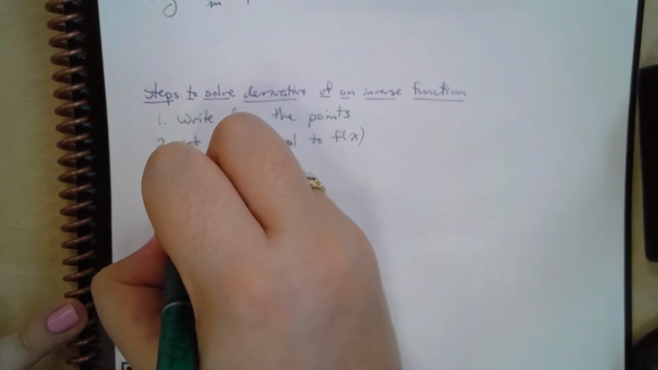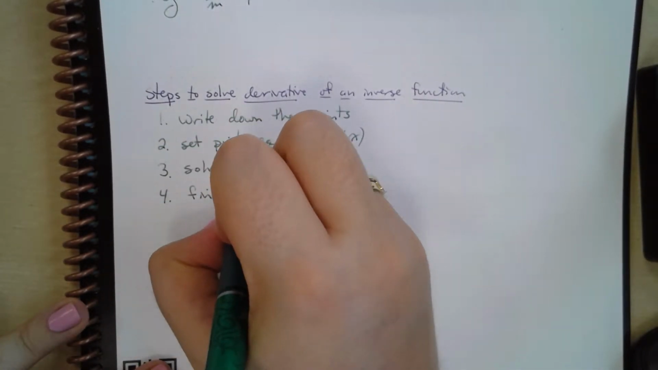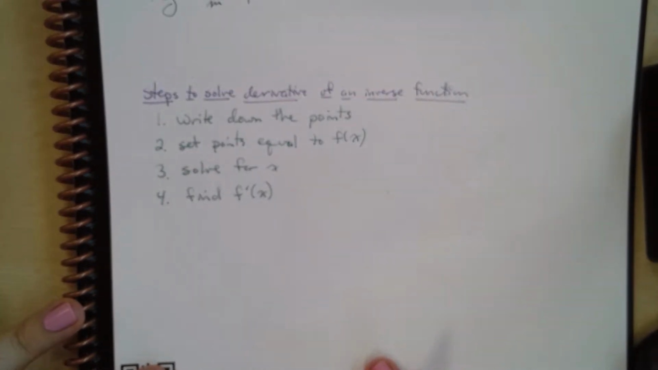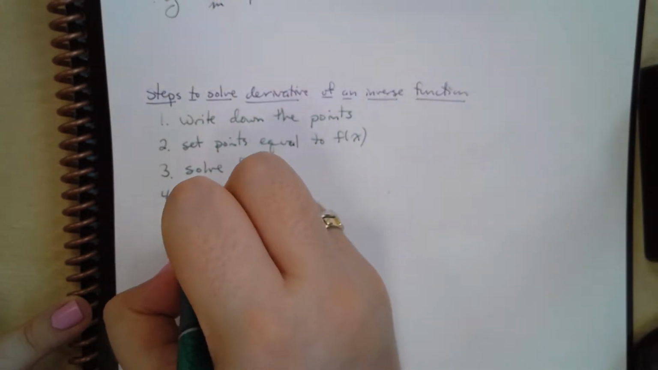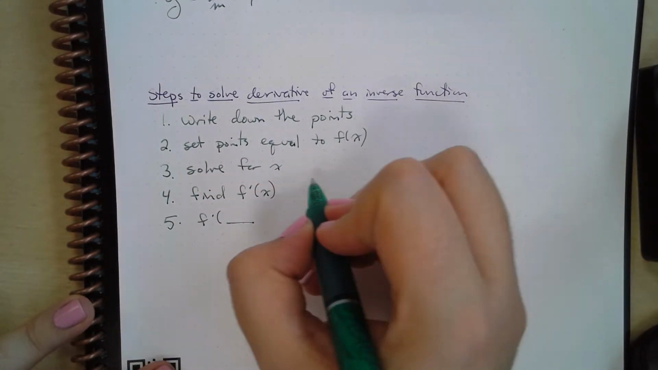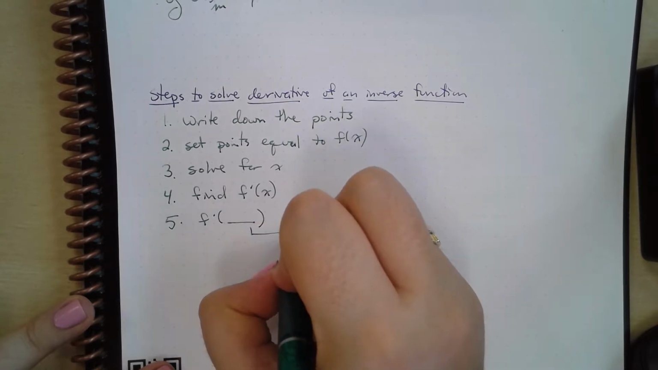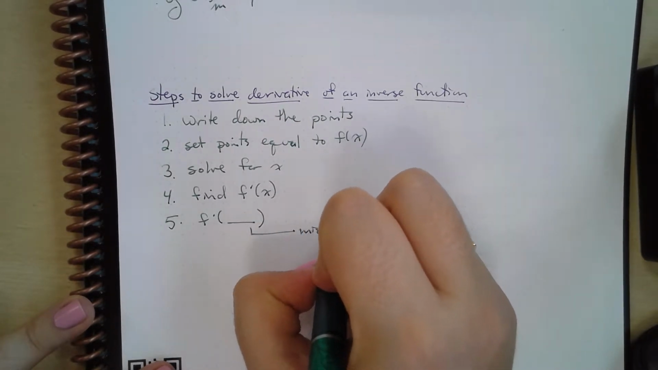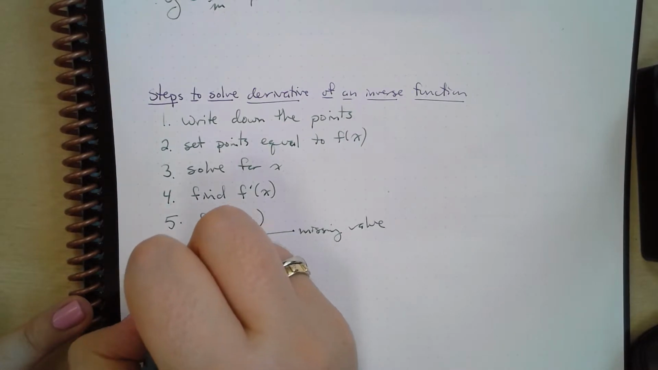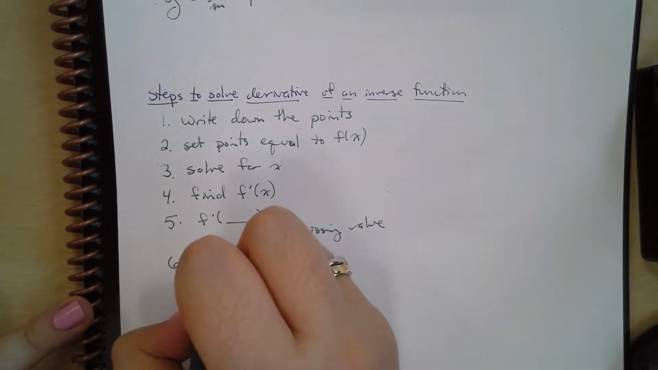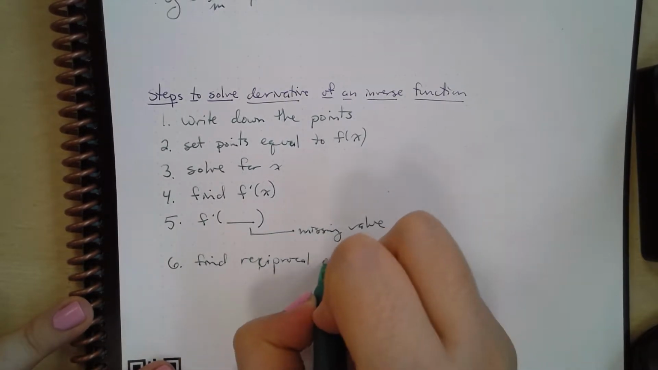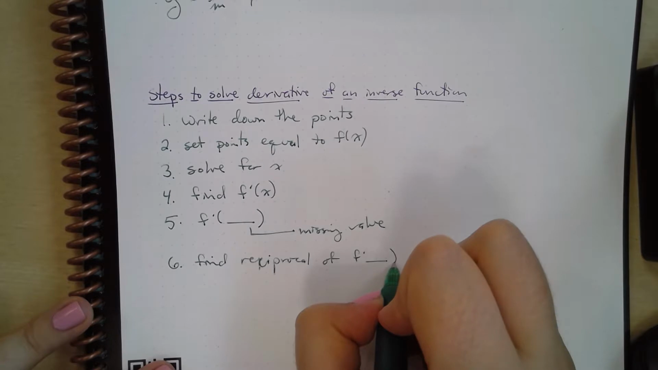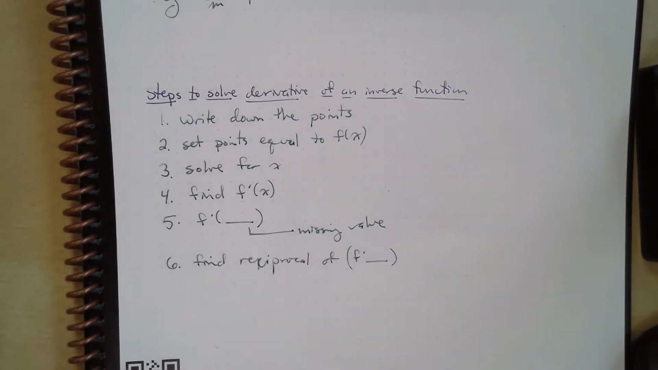Then I want to find f prime of x. We're going to find our derivative. That's pretty simple to do. Then we're going to find f prime of whatever that missing value was, that value we were missing. And finally, you're just going to find the reciprocal of f prime of that missing value. All right? So hopefully that makes sense when we go through some in class, and of course I'll be there to help you.